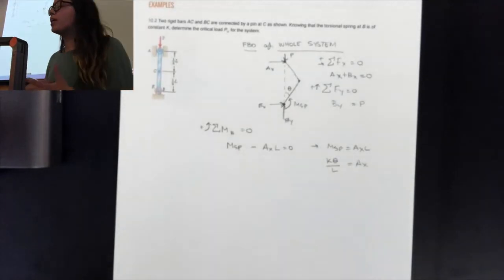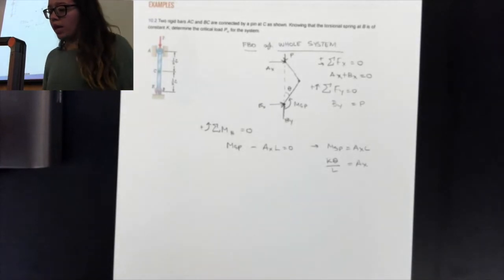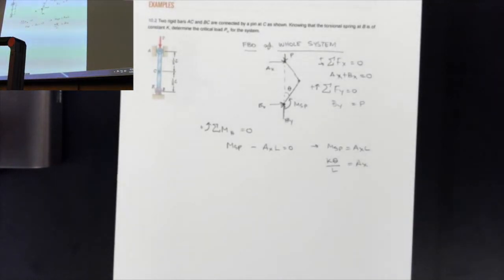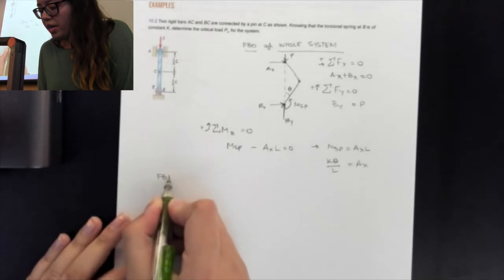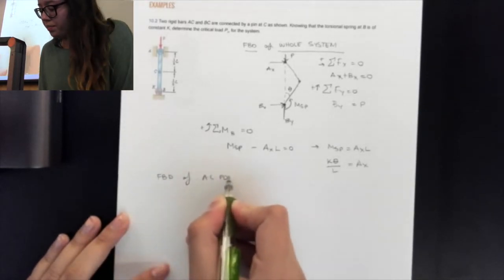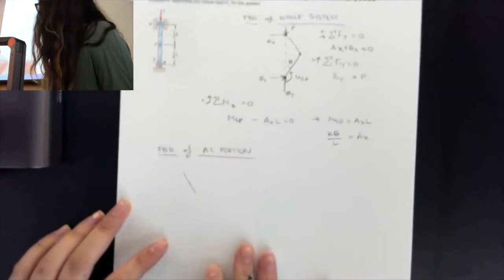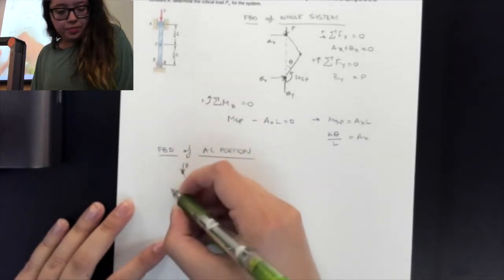So the next step is we want to break apart our column and do a free body diagram of a smaller piece, okay? So should I break it up and do BC? Or should I do AC? Why do you guys think I should do AC? Because you know Ax. Because that's where P is, right? That's what we're trying to solve for. So we're going to use that one, all right? So we're going to do free body diagram of our AC portion. All right, so still same thing. We're going to draw it deformed. Okay, we have our P right here.